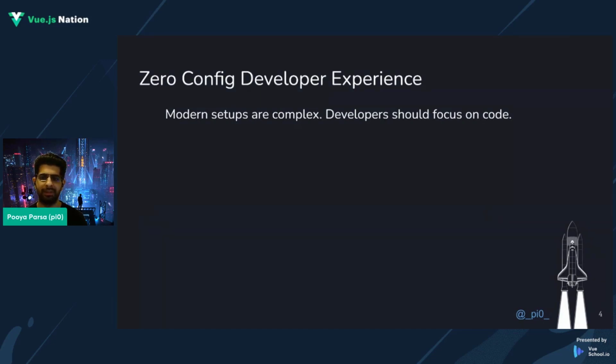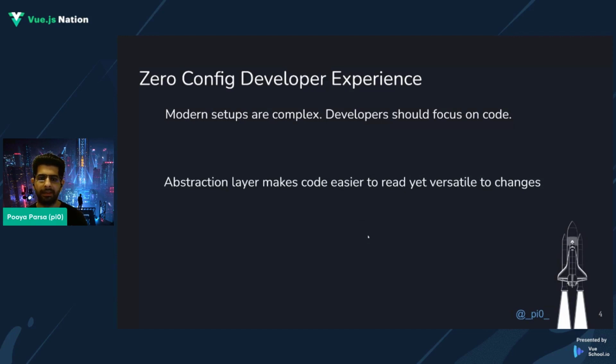Targeting modern environments requires more knowledge and more complex setups, but at the same time, developers should be able to adopt these new technologies without spending their time learning about them. We believe the only thing they should focus on is the code, their idea and what they want to do, not the complexities of setup and maintenance of the dependencies. And how is that made possible? Using an abstraction layer.